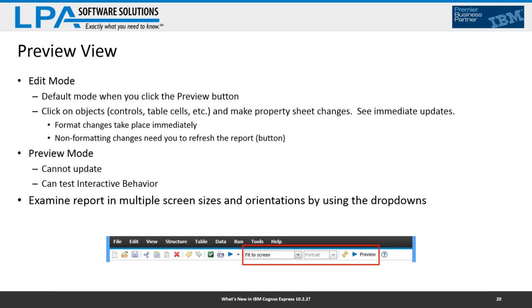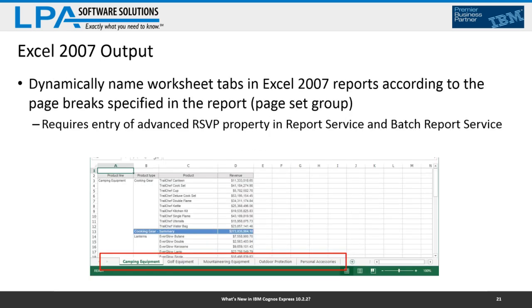And with edit mode, I get access to the property sheets to do that. Now, if I flip my mode to preview mode, I lose access to the property sheets, but I can test my interactive behavior right there in Report Studio. So again, I don't have to separately run the report to test the interactive behavior. I can do that all now within this preview view inside Report Studio. Also, there's a drop-down that lets me look at my active report in various screen sizes and orientations, even custom screen sizes that I might add to the drop-down list.